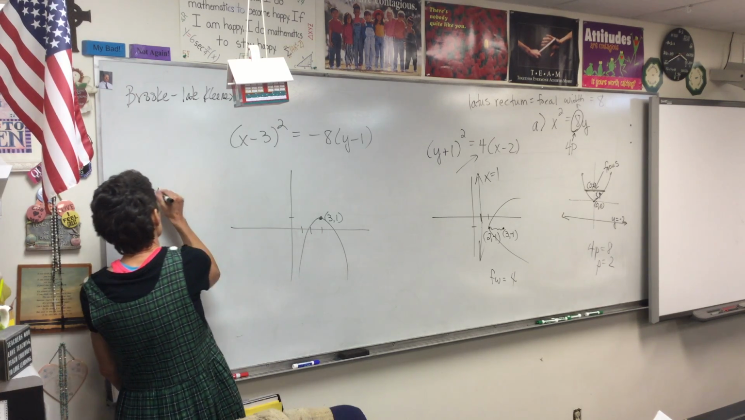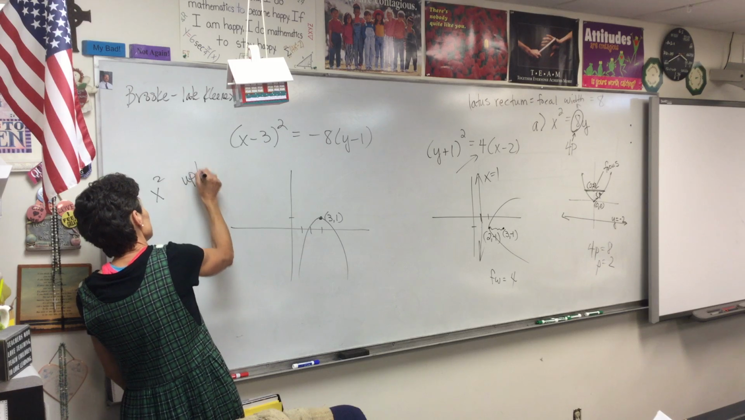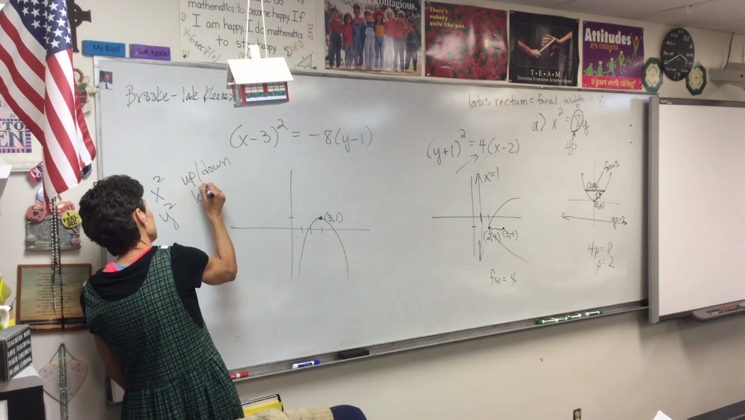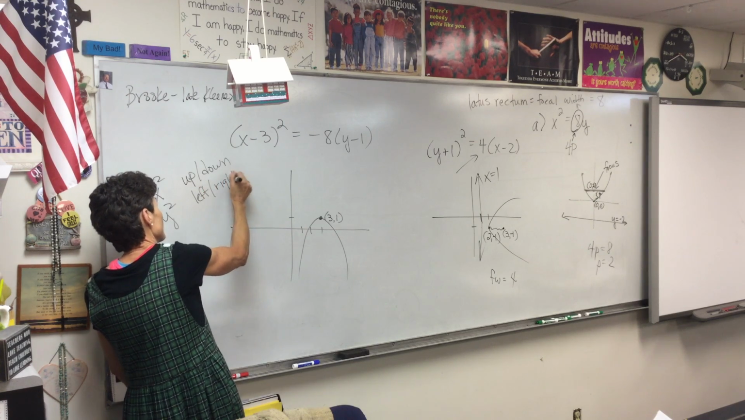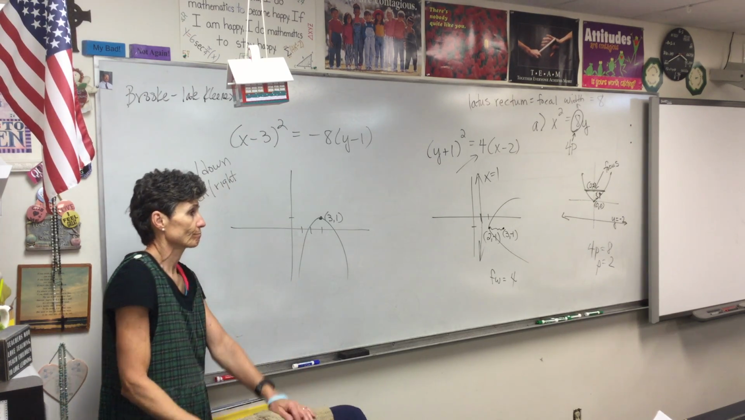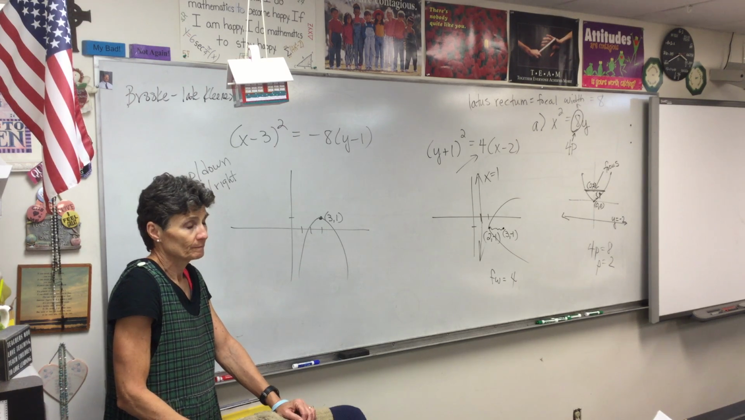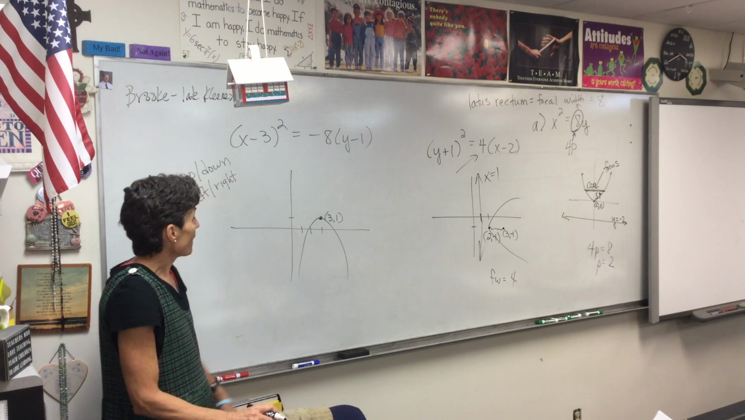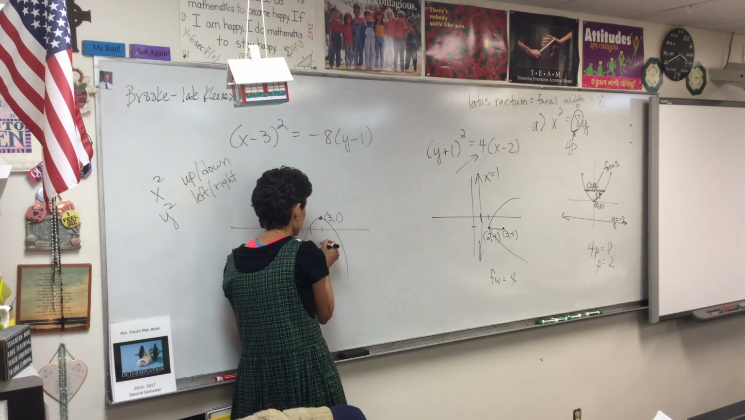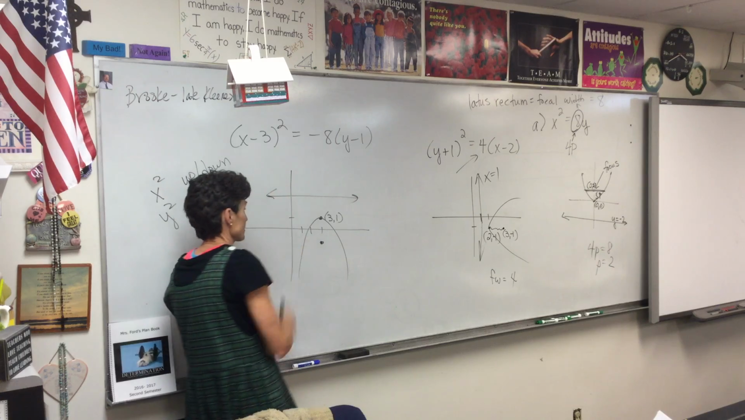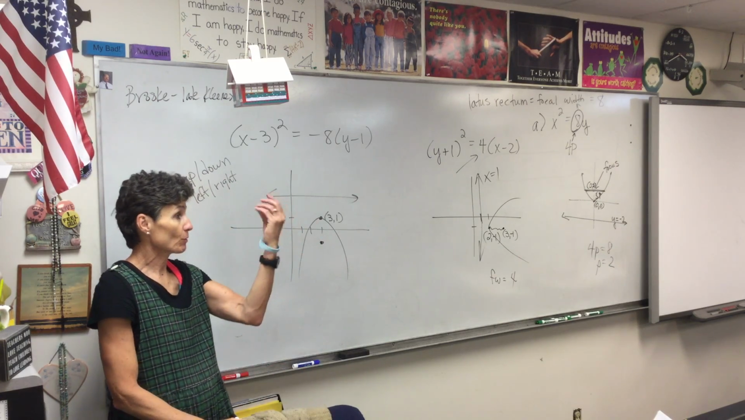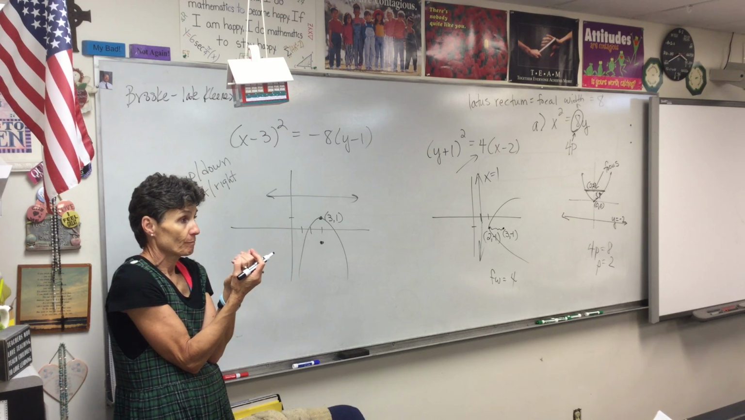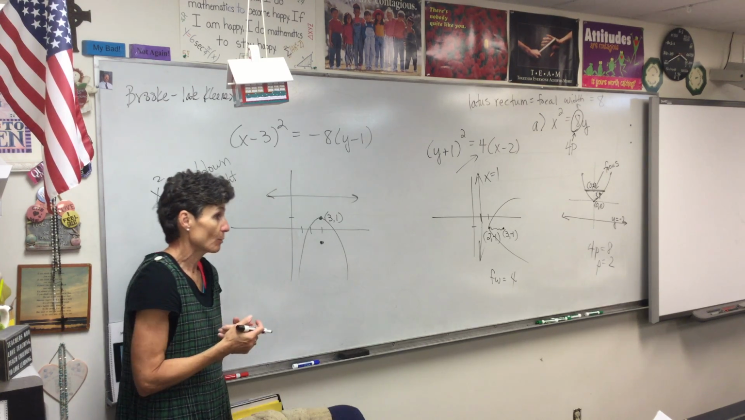Somewhere on your paper, X squared, up, down, Y squared, left, right. You need to remember that. Now, that means my focus is down here somewhere and my directrix is up here somewhere. Would you agree with that? Remember, the focus is always inside the curve, and the directrix is always the other way.